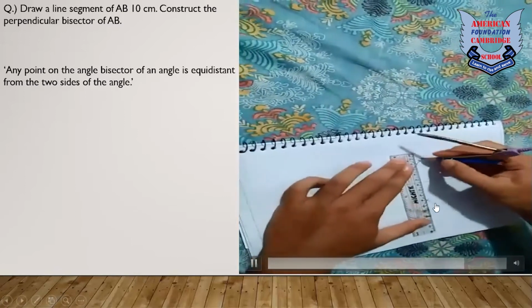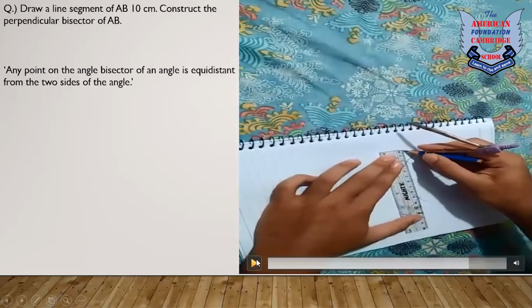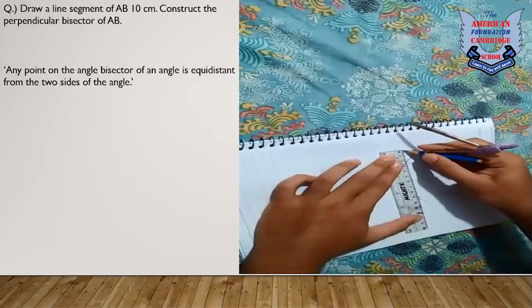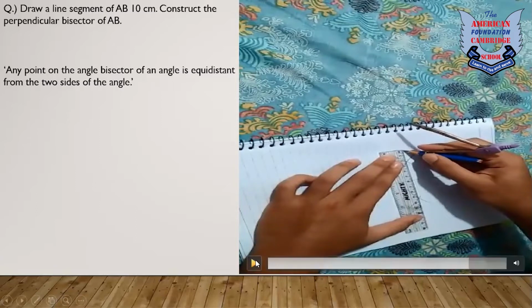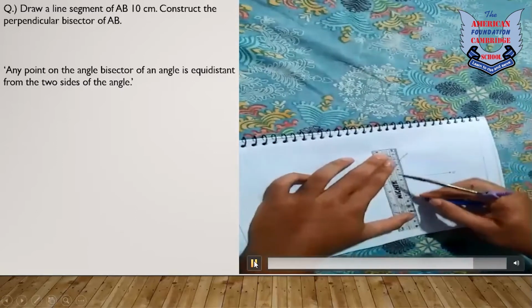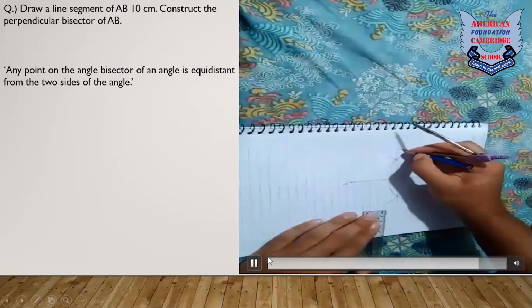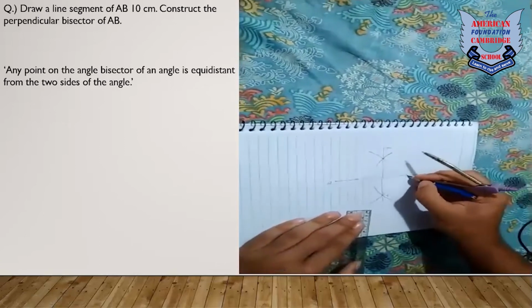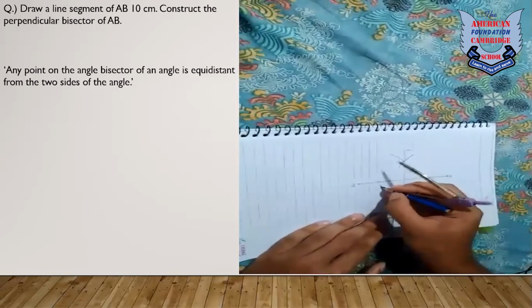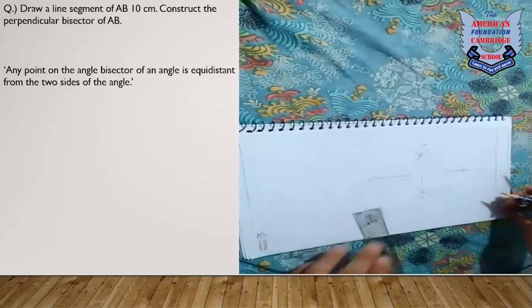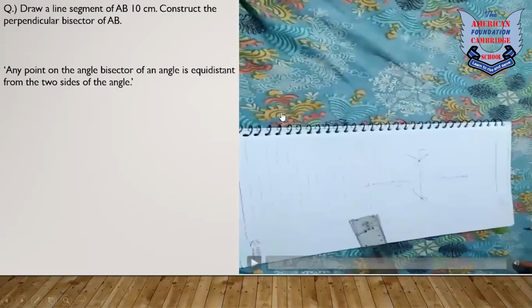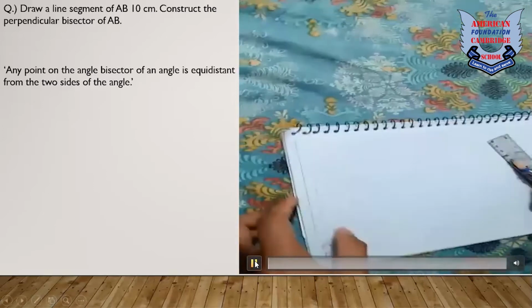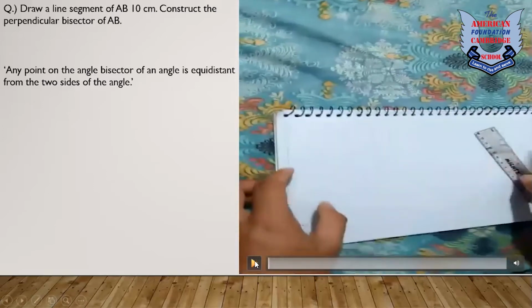Then, at the points where both of the arcs I made intersect each other, I'll connect them with a straight line. That line will be your perpendicular bisector, and that will divide your line equally among both sides, and the angle on both sides will be the same. I hope that's clear. Moving on.